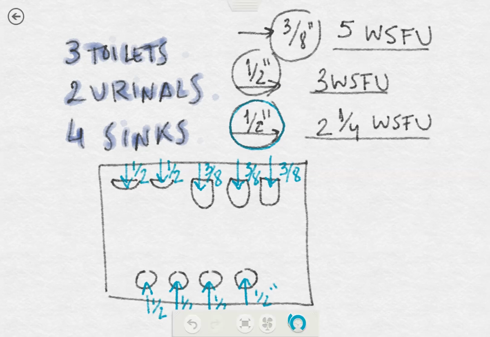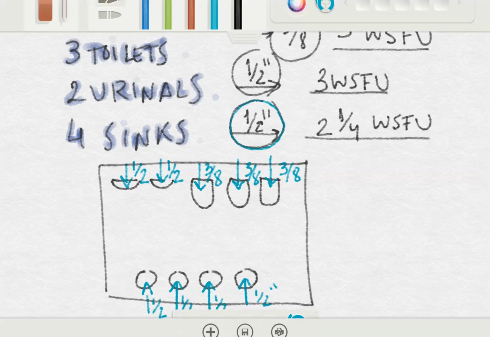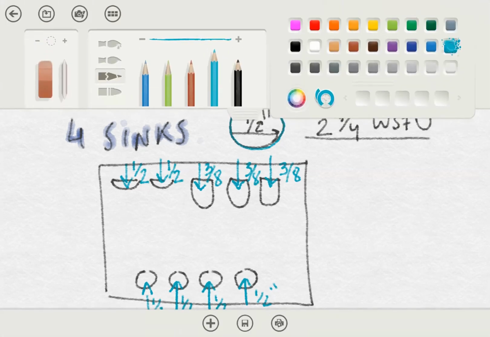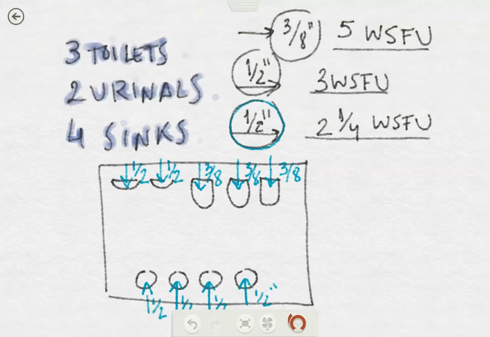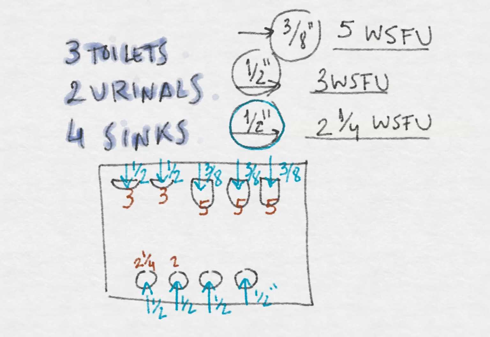Okay, and that's it. Can we write down the water fixture units? Yes, we can. Each toilet is 5 water fixture units. Each urinal is 3, and each sink is 2 1/4.